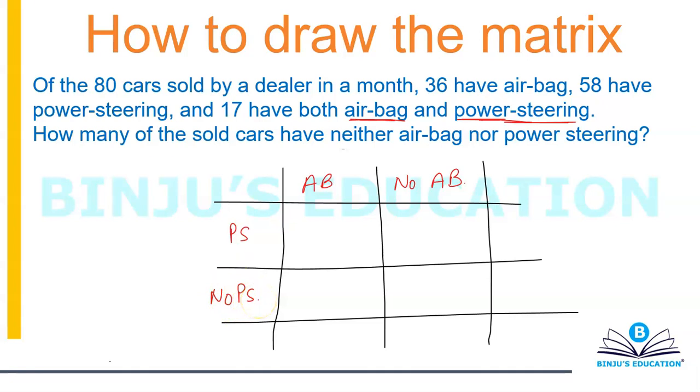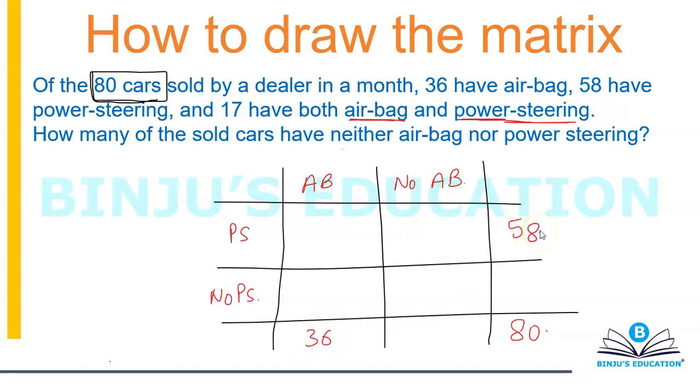Okay. Now it says that of the 80 cars sold, that means I can say total number of cars are 80. So in the total box, I'm gonna put 80. 36 have airbag, so total airbag is 36. 58 have power steering, total power steering is 58.